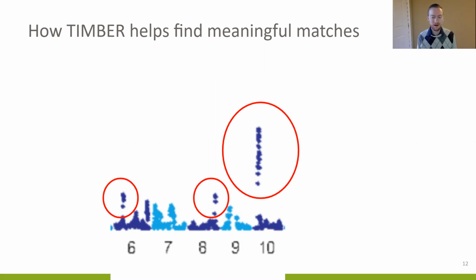If we were to deliver all these matches, customers would see thousands of matches that are not related to them due to a recent ancestor. Fortunately, Timber removes matches on common short segments. That means you can put your focus on those matches that are most likely relevant to your genealogy.